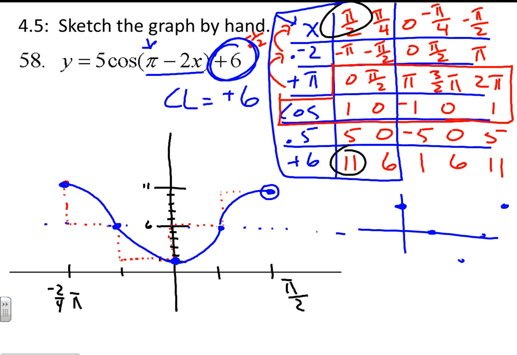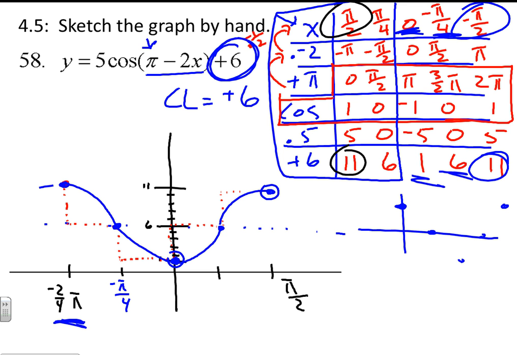Let's take a look. How'd that work out? Here is 0, 1. Here is negative pi on 4, obviously. Negative 1 fourth pi, 6. Negative pi on 4, 6. And here is negative 2 fourths, or negative pi on 2, 11. Negative pi on 2, 11. Too good to be true.